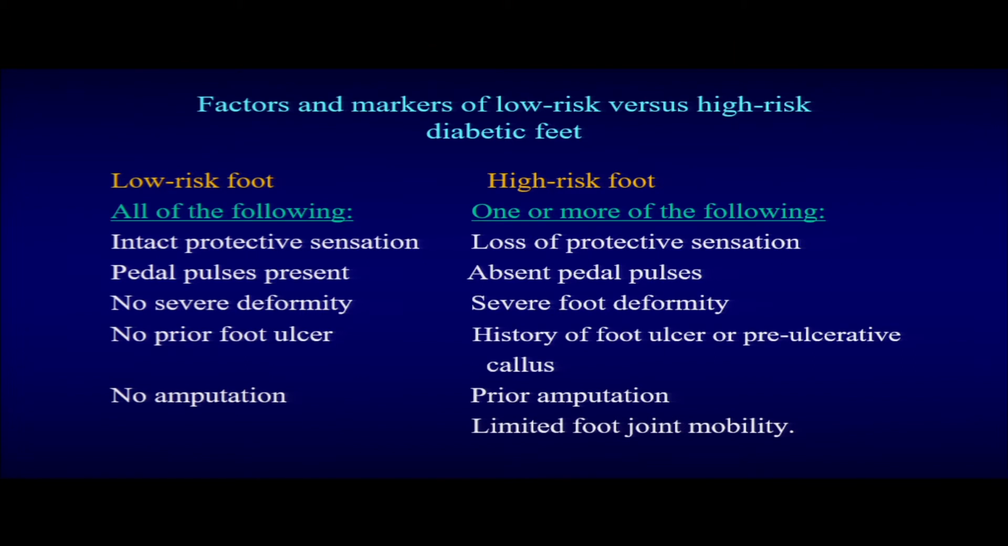If you have a past history of a foot ulcer or a prior amputation, or if you have limited joint mobility, if you can't move the big toe beyond 60 degrees, if you have even one of them, you have to tell your patient you are in a very high-risk category of an amputation.